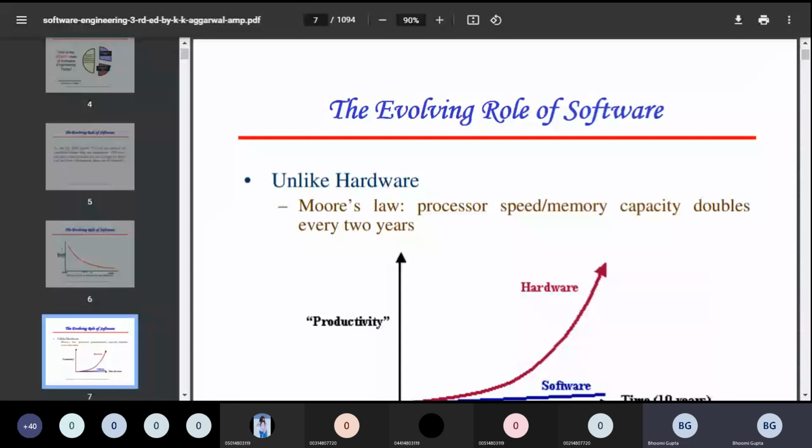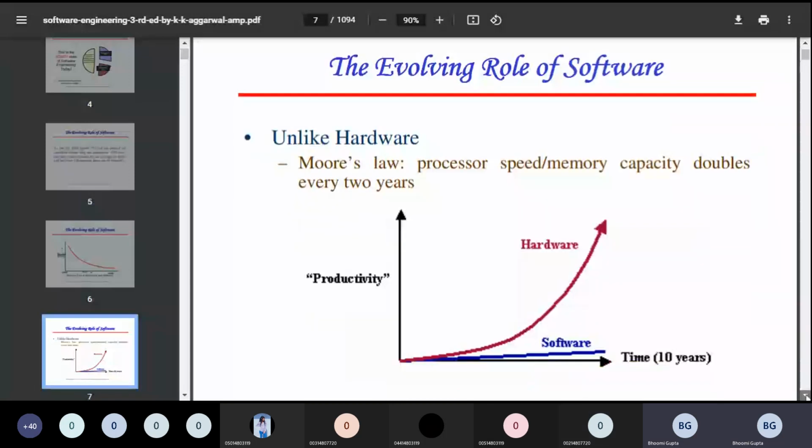Are you able to see this Moore's law? I have shared it. Yes, students. Yes, ma'am. Okay. So slide number 7. Yes, right. So slide number 7 states Moore's law. It states processor speed slash memory capacity doubles every 2 years.